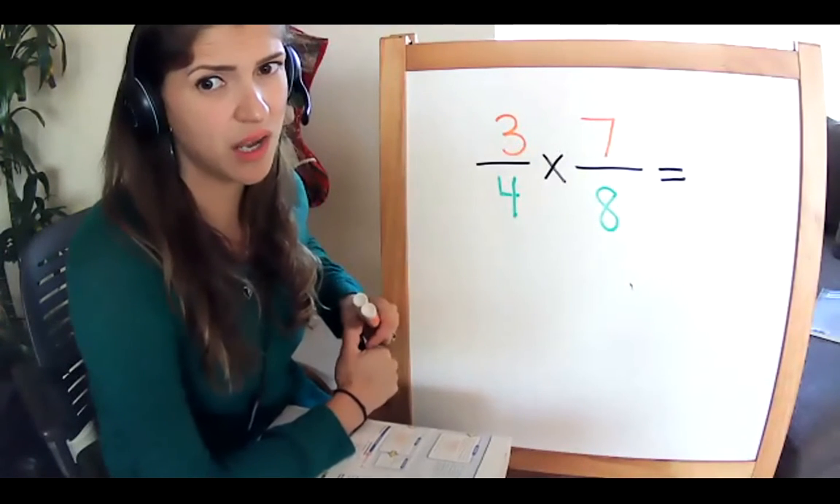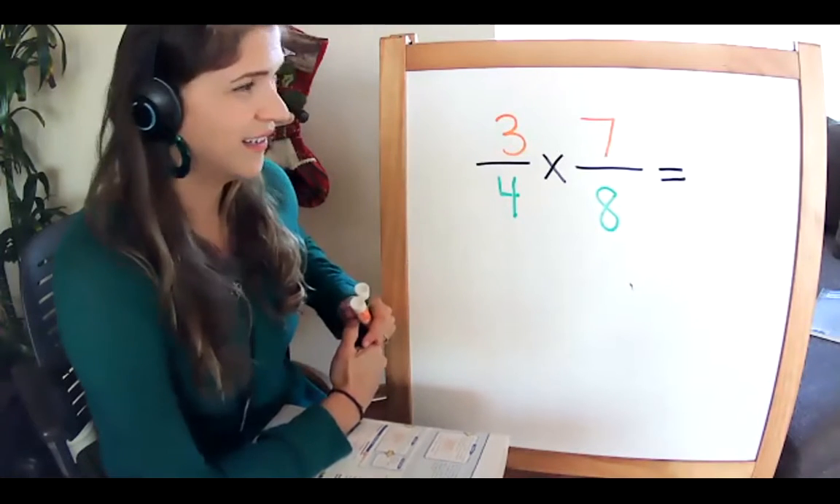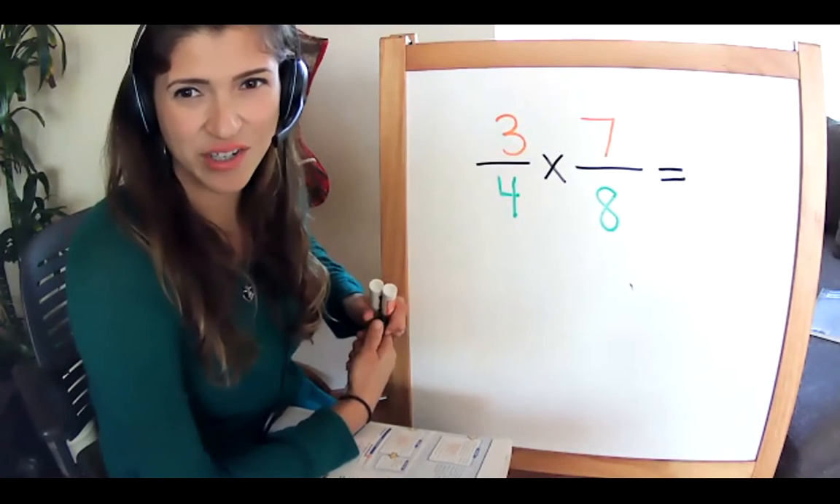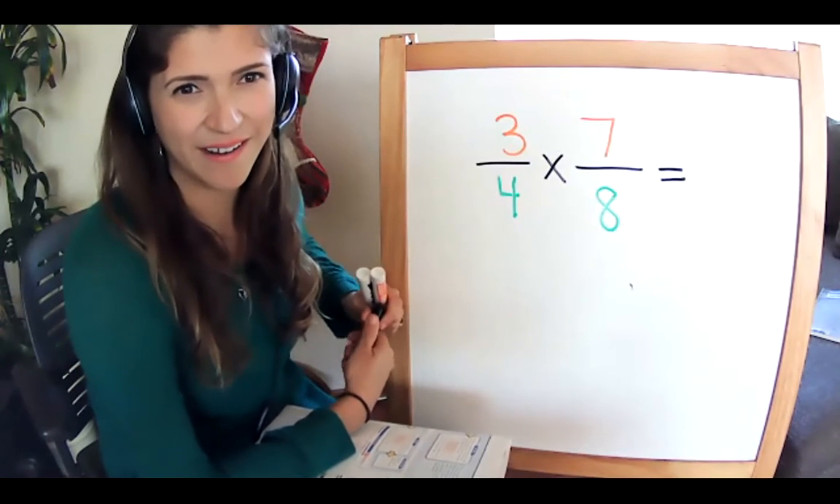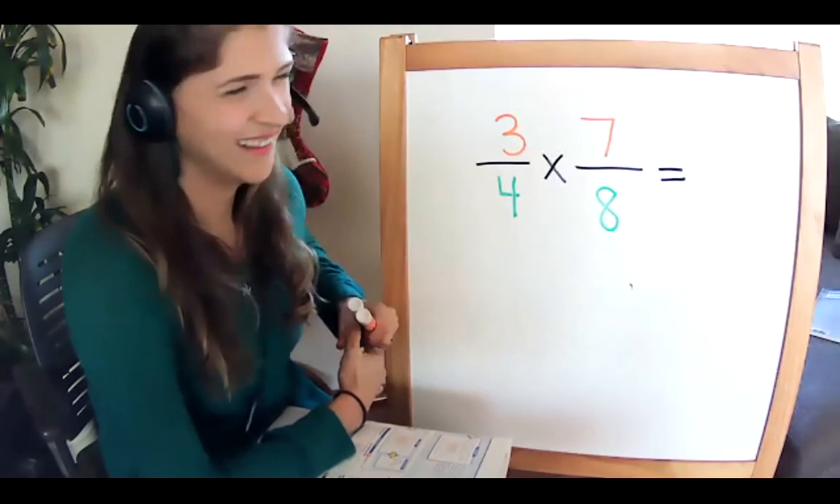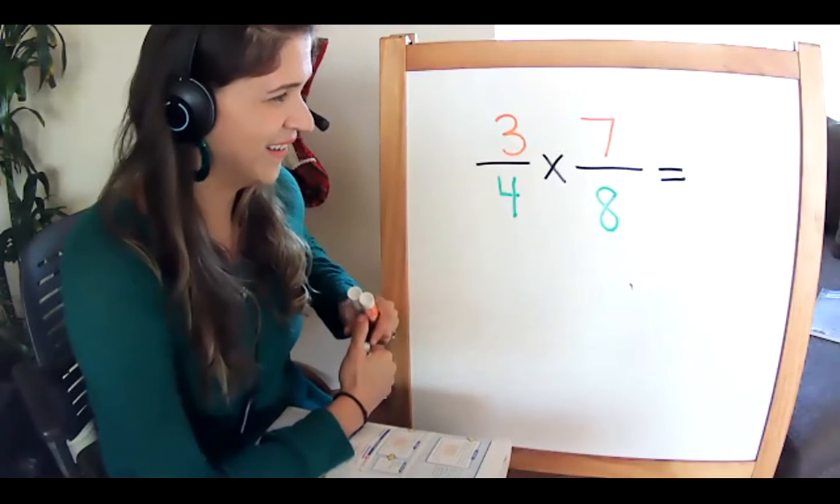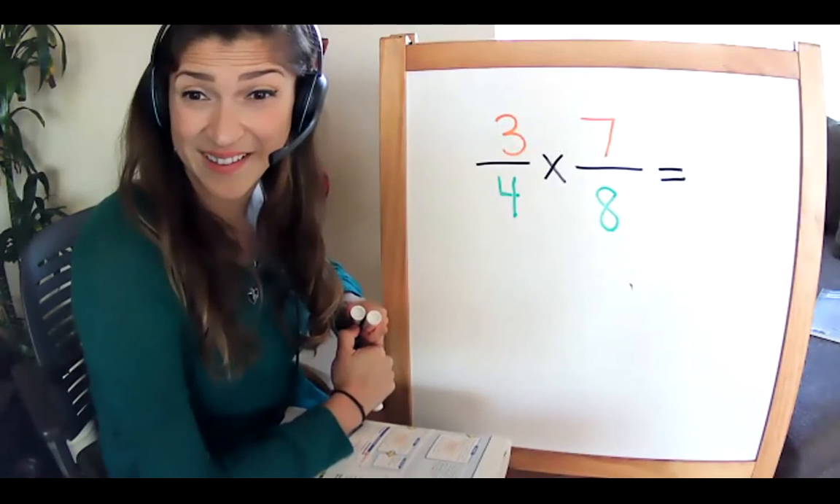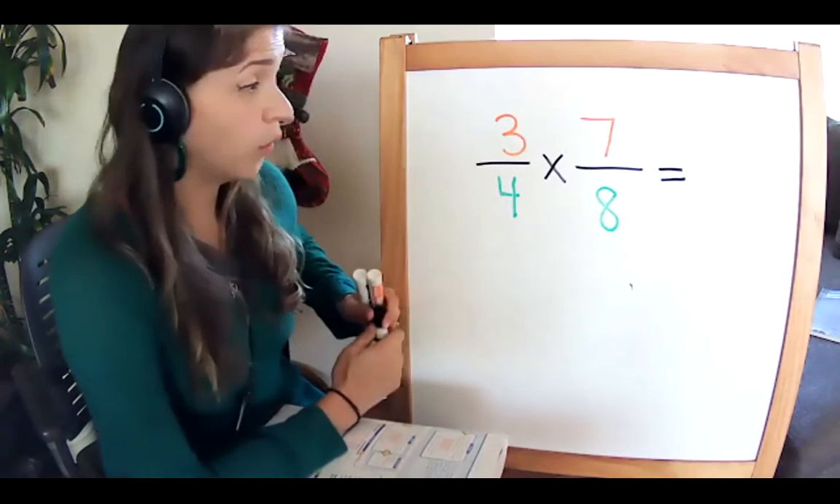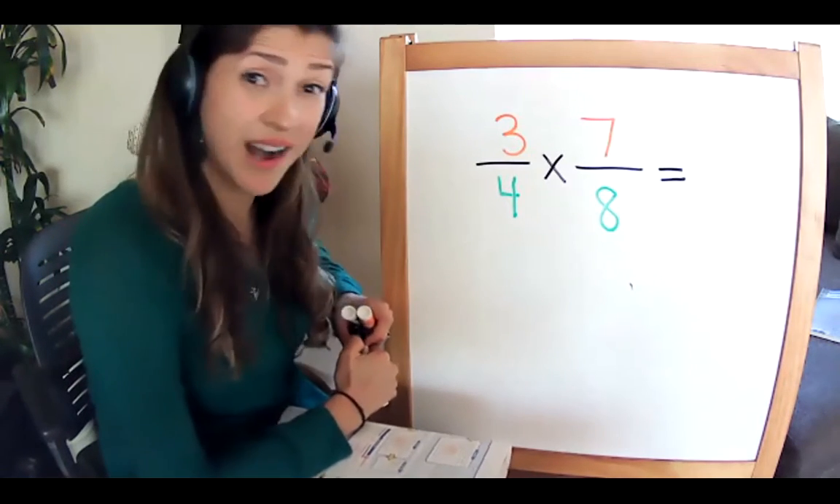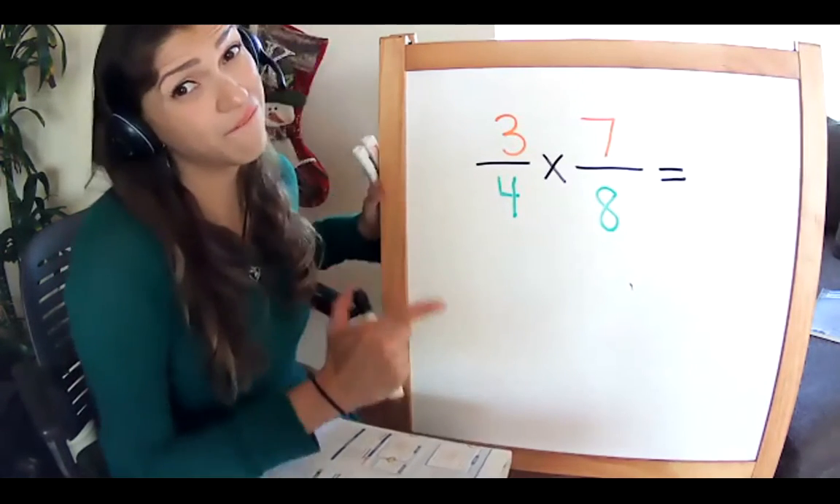No. One? No. Ashley, you see one? Yeah. Wait, don't 7 and 4 go into like 28 or something? But that's multiples. We're not working with multiples. We're working with factors.